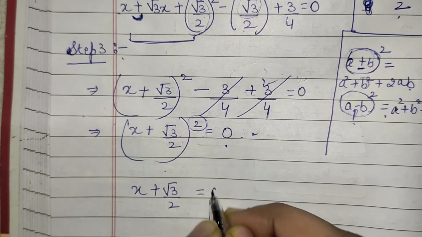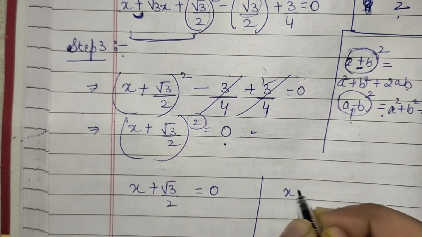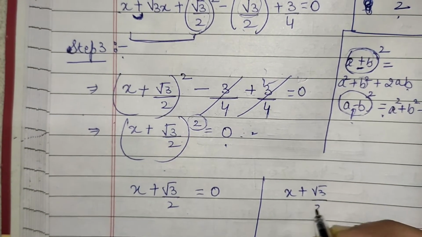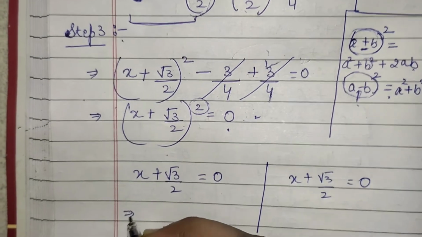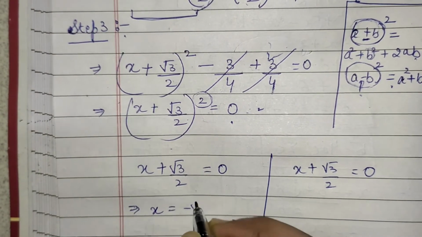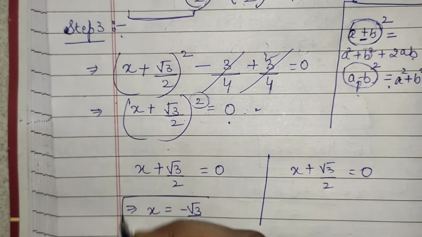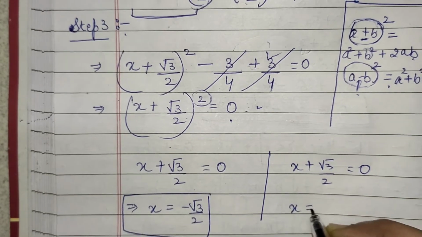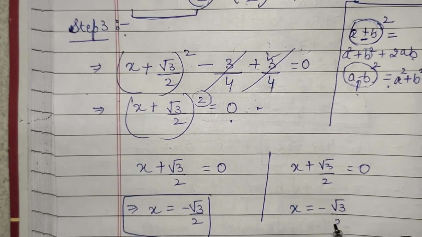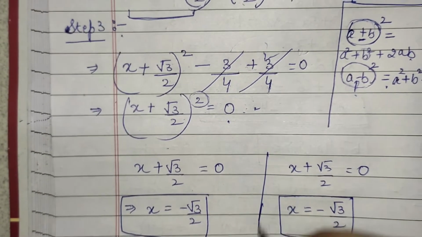x plus root 3 by 2 is equal to 0 and x plus root 3 by 2 is equal to 0. So that means x will be equal to minus root 3 by 2, and from the second part also we will get x is equal to minus root 3 by 2.